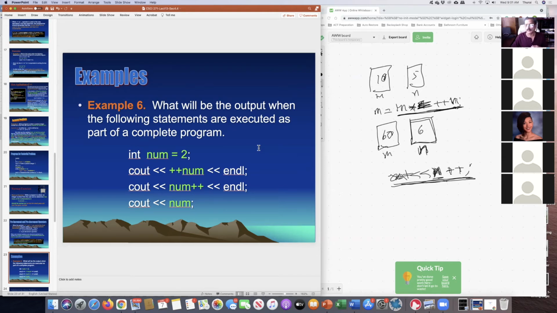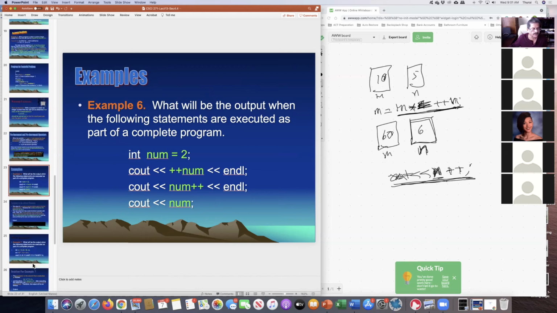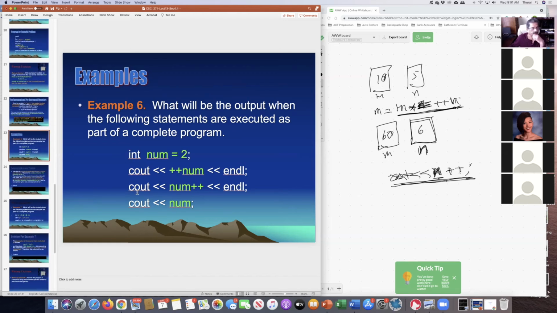Yeah, got it. 3 3 4. I just didn't change the value of num. After I did 3, in my mind num was still equal to 2. That was my mistake. That happens, yes. You need to pay attention to the details.